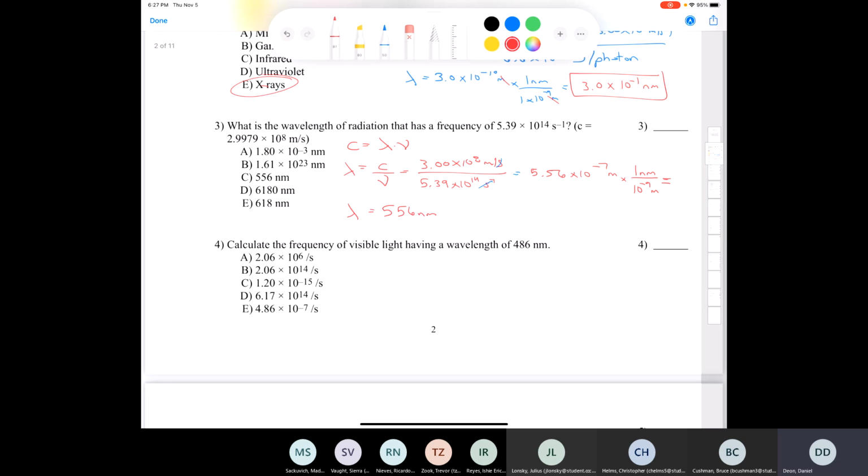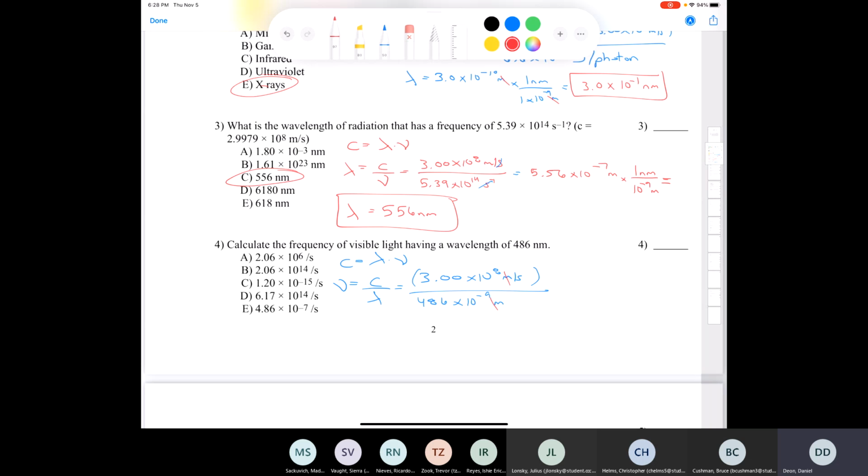Is that one of the answers? Good. Okay, let me think a little more clearly about this one. It says calculate the frequency of visible light having this wavelength. We're going to use the same old equation that speed of light is equal to wavelength times frequency. We're going to solve for frequency, which is equal to c over lambda. We divide our speed of light by our wavelength, which is 486 nanometers. Let's write it like this: 486 times 10 to the minus 9 meters.